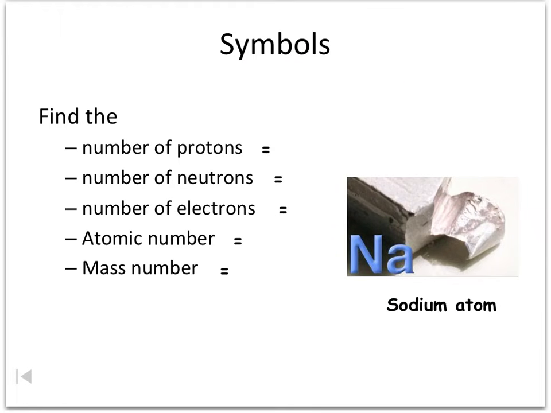Okay, for this one, look at your periodic table and try to make a symbol with the atomic number and mass number, rounded to the nearest whole number, for a sodium atom. I want you to make a symbol and then also find out the number of protons, neutrons, electrons, atomic number, and mass number. Pause the video now and start it up when you have the correct answer.